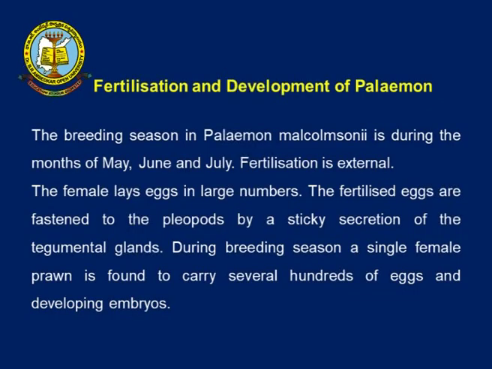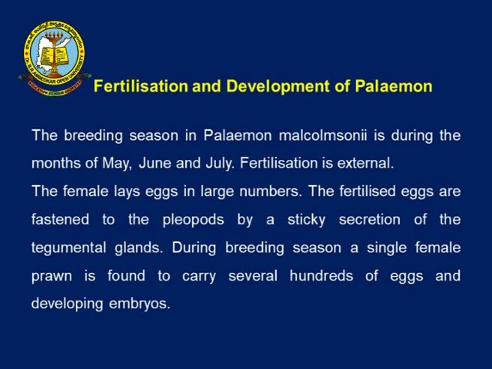Fertilization and development in Palaemon. The breeding season in Palaemon is during the months of May, June and July, and fertilization is external. The female lays eggs in large numbers. The fertilized eggs are fastened to the pleopods. If you remember, when we were talking about the appendages, the pleopods form a basket-like structure in the females, so that it can lodge the eggs.